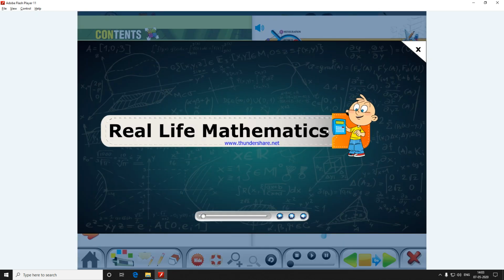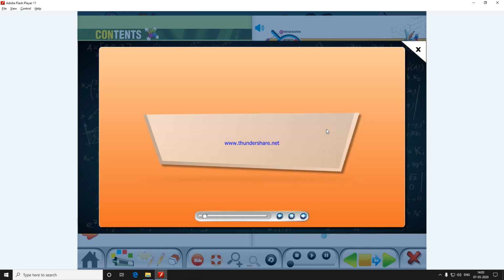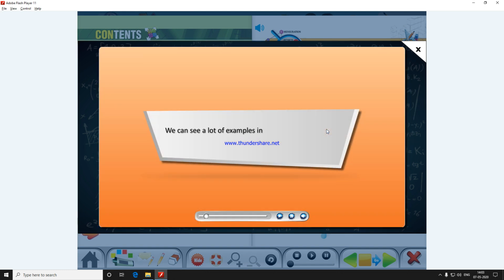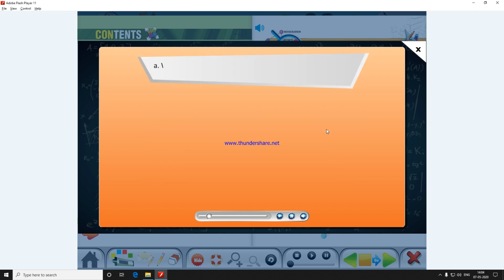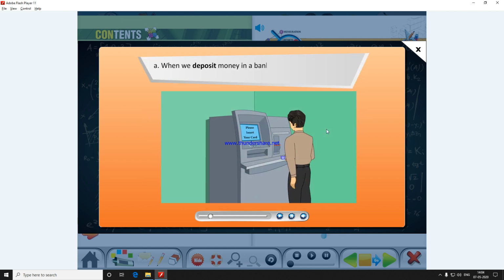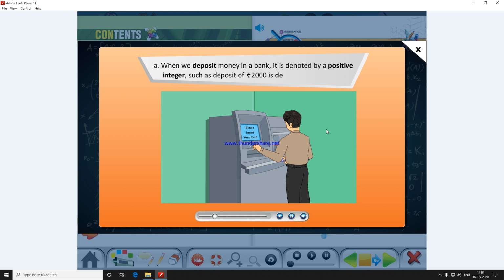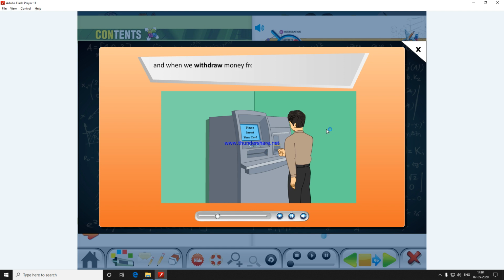Real-life mathematics. We can see a lot of examples in which we need integers, such as A. When we deposit money in a bank, it is denoted by a positive integer, such as deposit of rupees 2000 is denoted as plus rupees 2000. And when we withdraw money from the bank, it is denoted by a negative integer. So, withdrawal of rupees 2000 is denoted as minus rupees 2000.